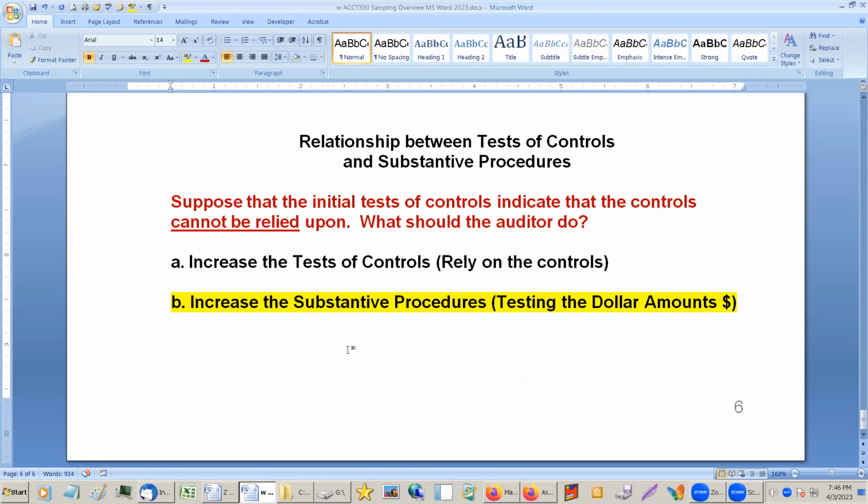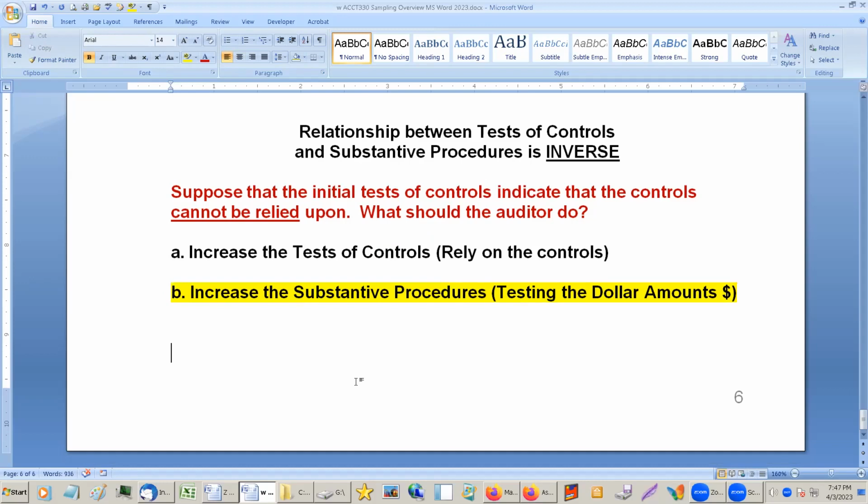Now, the relationship between test of controls and substantive procedures is inverse. The more of one you do, the less of the other you do. So if you test the controls and the controls are really good, then you're going to back off on the substantive testing because you can rely on the controls. If you can't rely on the controls, you say, okay, forget these. There's no use going on with these. We'll stop doing these, and we'll just do much more of these. So it's inverse. Now, the auditor doesn't usually choose that. Usually it's the controls themselves. If they can rely on the controls like they want to, they'll keep testing the controls. But if they can't, then they go on to substantive procedures.